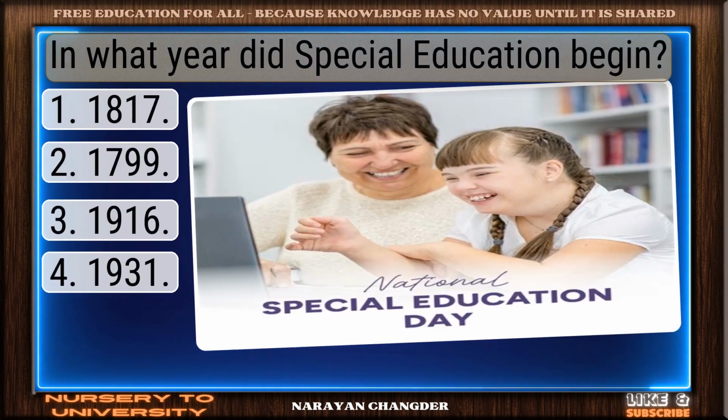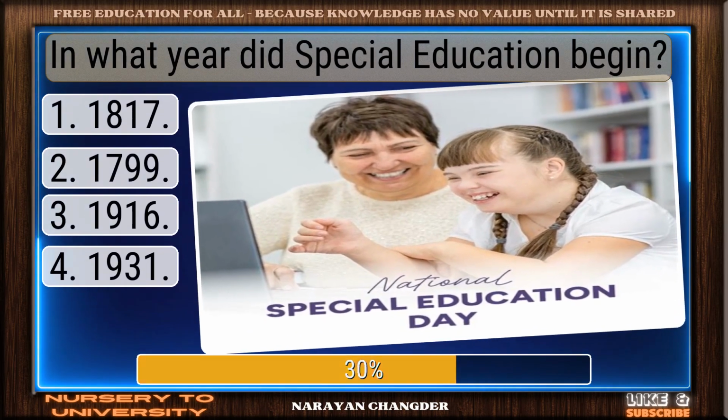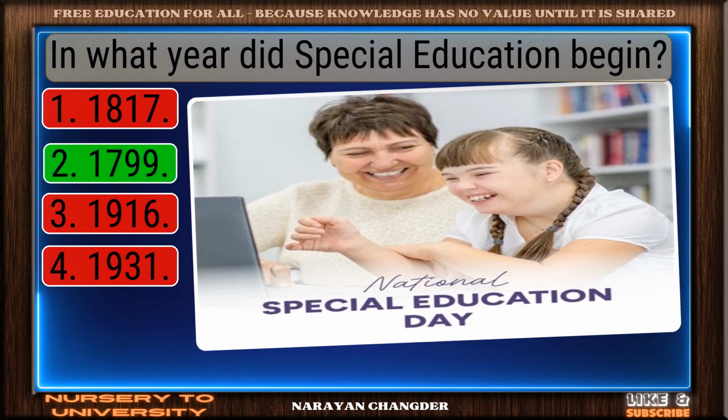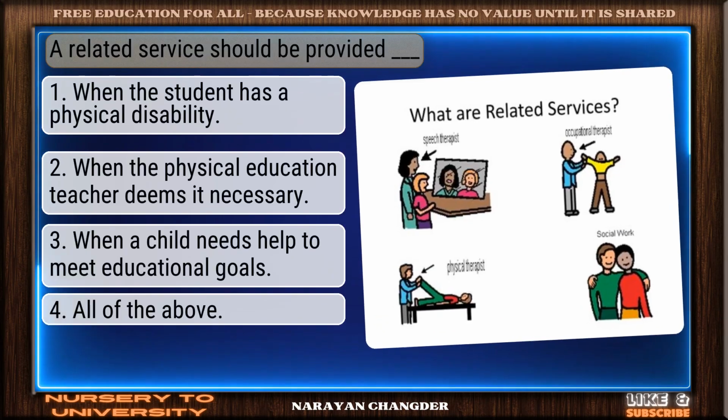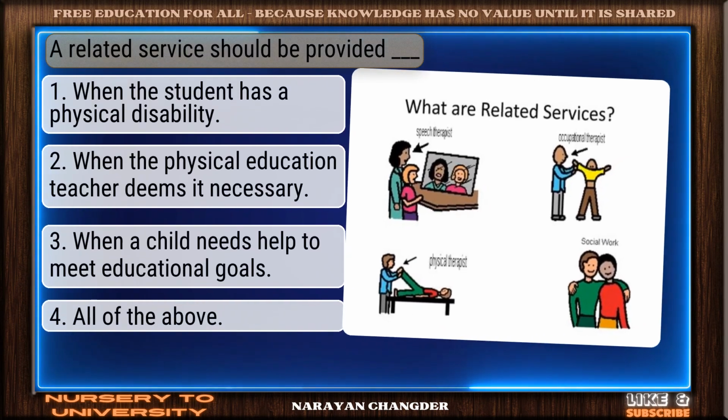In what year did special education begin? Excellent. 1799 is a brilliant choice. A related service should be provided dash.